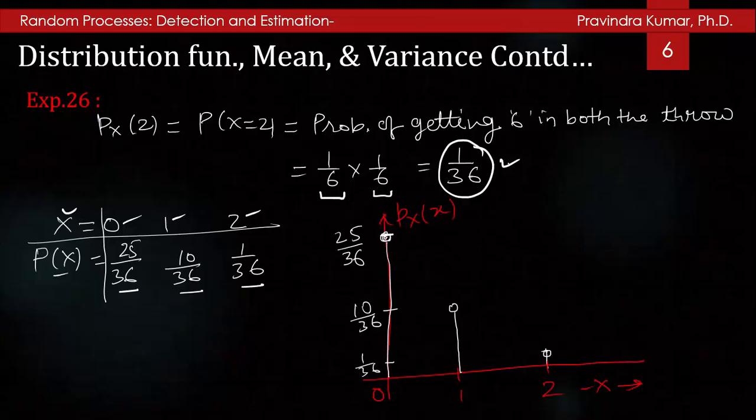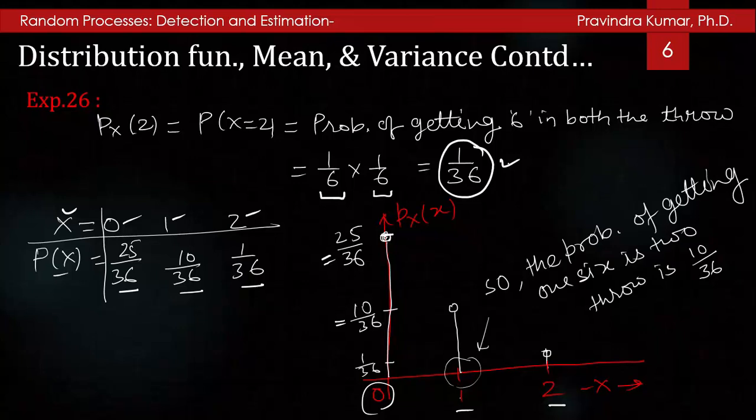The random variable x has values 0, 1 and 2. At x equal to 0, the probability is 25 by 36, at x equal to 1, the probability is 10 by 36, and at x equal to 2, the probability is 1 by 36. From this curve, you can find the probability of getting one 6 in two throws, and you can see it is 10 by 36. So from this graph, you can show that the probability of getting one 6 is 10 by 36, and the probability of getting two 6s in two throws is 1 by 36.